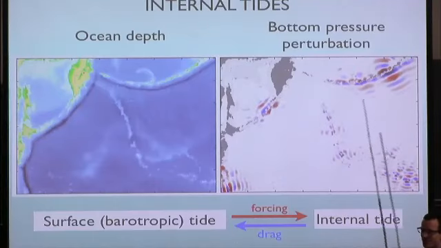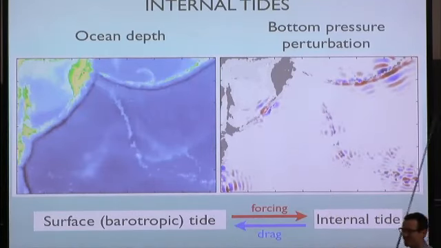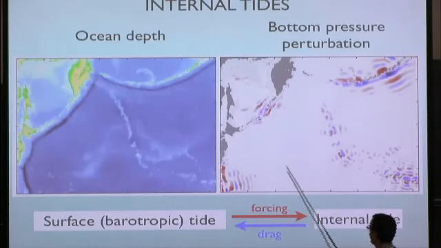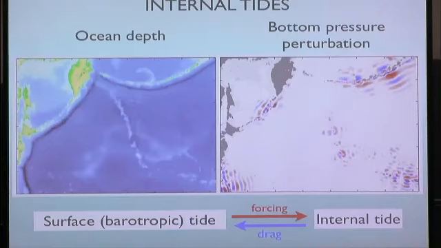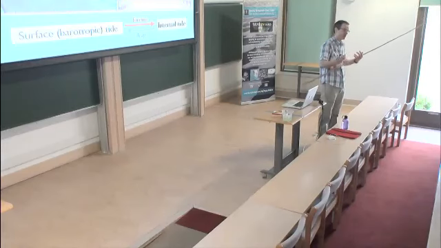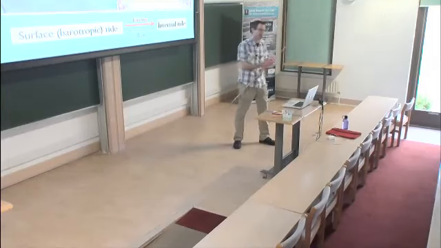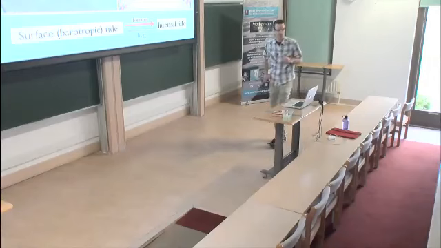This is a very simple model simulation for illustrative purposes only. And the key point to take from this is that this internal tide has to have some energy. As the waves propagate away, they take energy, and they're taking it from the surface tide, the barotropic tide. In doing that, they exert a drag on the surface tide.